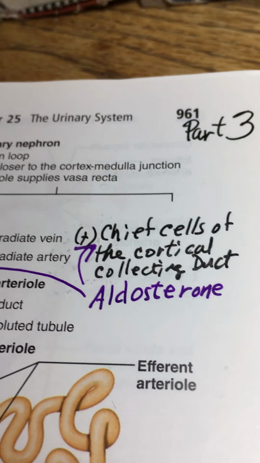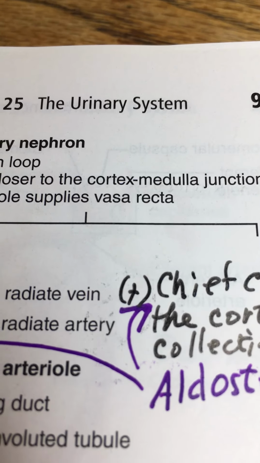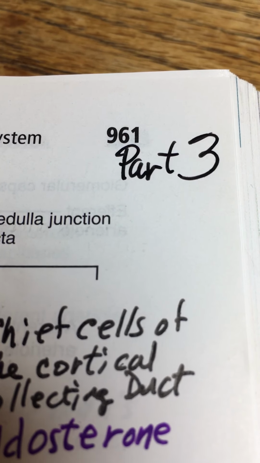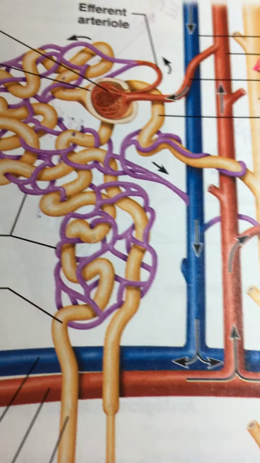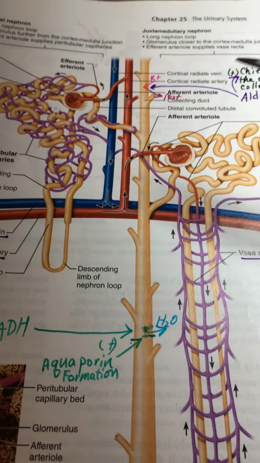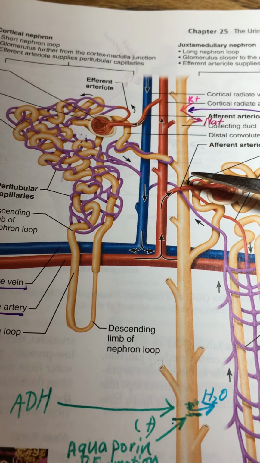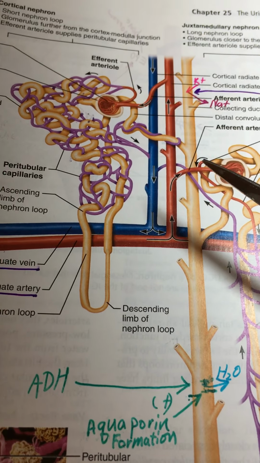There we are. We're on part 3 now of the urinary system on page 961. And we had just left off here looking at sort of a close-up. This is basically a microscopic view. You can't really see very much here in the kidney.